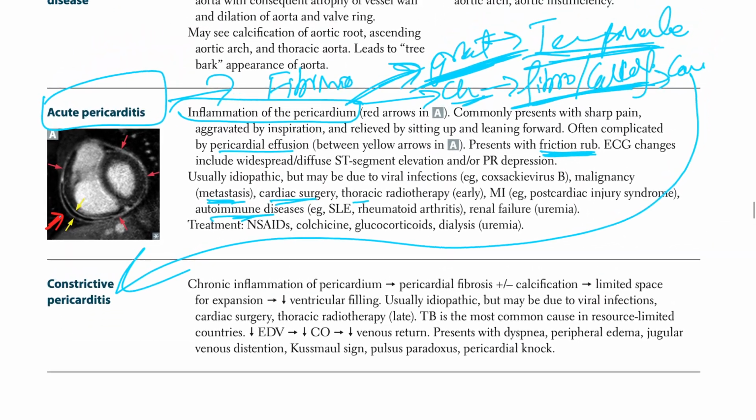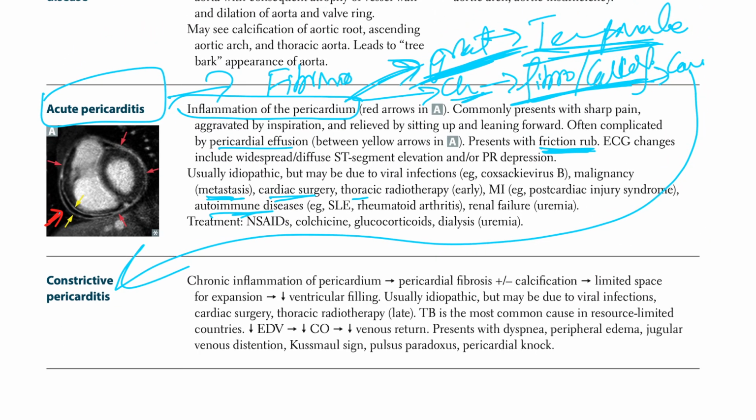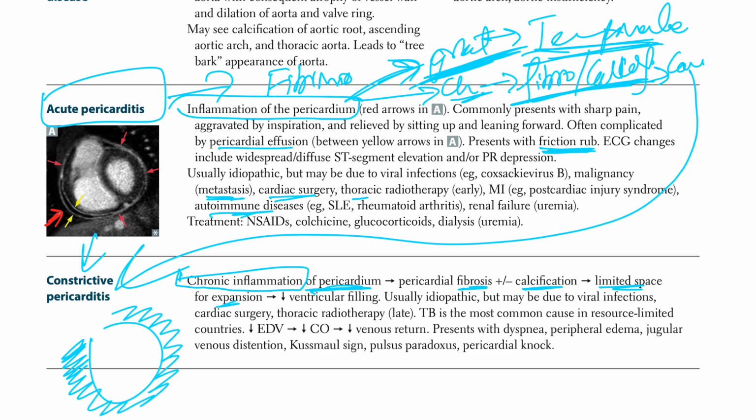So now let's look at constrictive pericarditis first, since we were talking about it. What is constrictive pericarditis? With the chronic inflammation of the pericardium, pericardial fibrosis occurs, plus or minus calcification, that leads to limited space for expansion. So here you have a heart, and this is your pericardial space. Now there is a limitation of the expansion of the left ventricle, let's say. That's going to cause decrease in the ventricular filling, right?